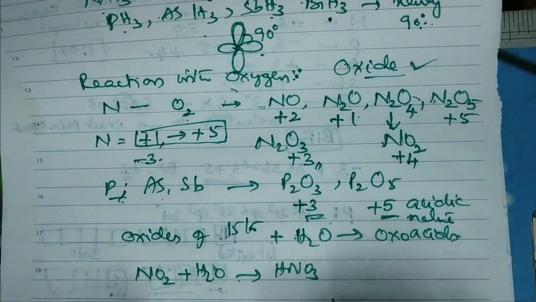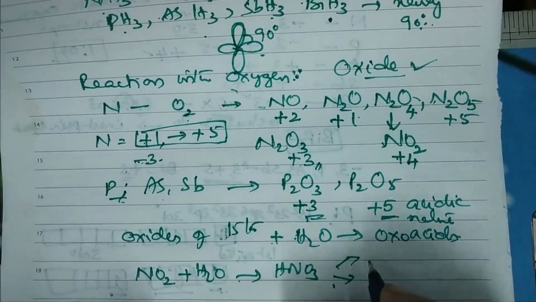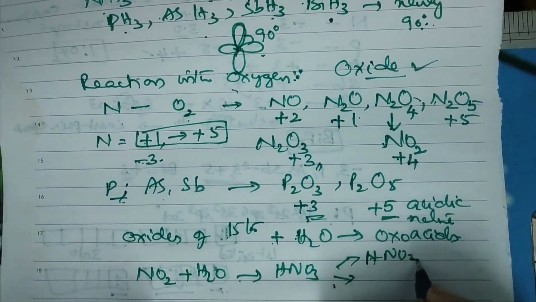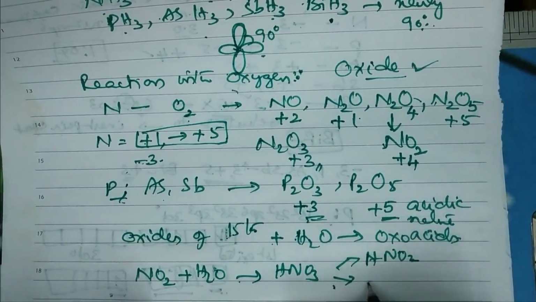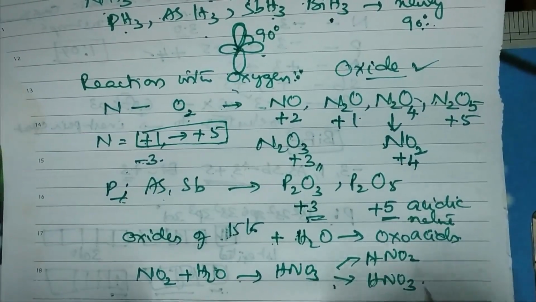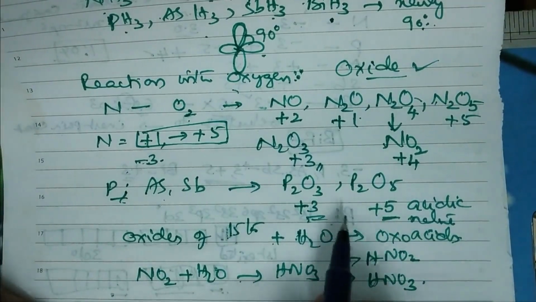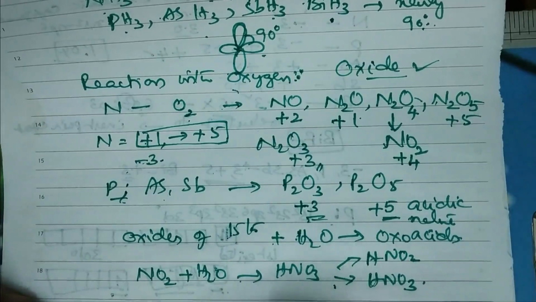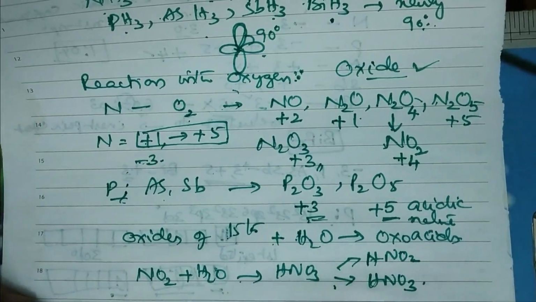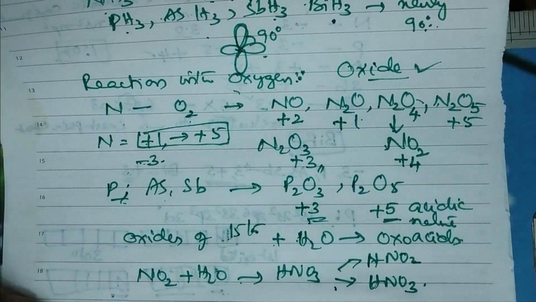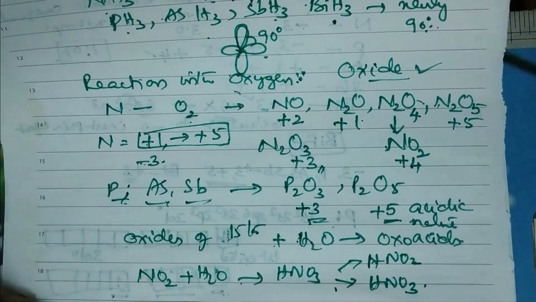So nitrogen gives 2 types of oxoacids, that is nitrous acid HNO2 and nitric acid, that is HNO3. Whereas phosphorus gives different types of oxoacids, but two are the more important, that is phosphorus acid H3PO3 and the second one is phosphoric acid H3PO4. These two are the most important oxoacids of phosphorus. Simultaneously, arsenic and antimony will also give oxoacids having +3 and +5 oxidation numbers.